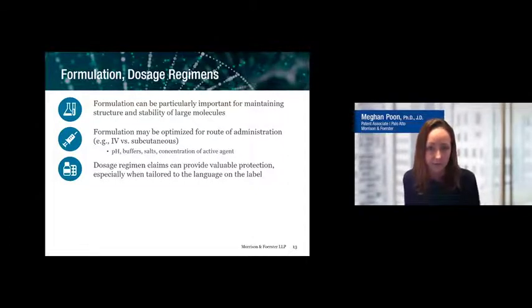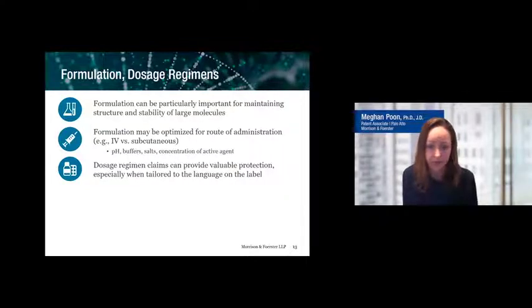Formulations and dosage regimens are another particularly important aspect of protecting biologics, and formulations in particular because they tend to be important for maintaining the structure and stability of large molecules. So perhaps you need a specific excipient to stabilize the antibody or the cell culture formulation, and you want to get a patent on that. The formulation can also be optimized for a route of administration. So for example, intravenous versus subcutaneous administration.